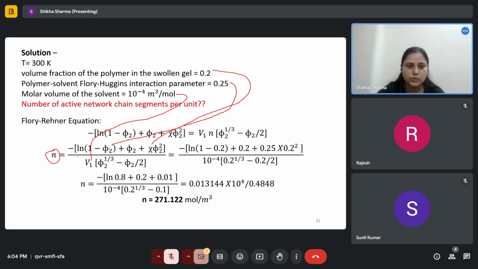Everything is given. We just need to put in the values and calculate, and we get 271.122 mole per meter cube as the number of active network chain segments per unit volume, or the cross-linking density. So are you following?